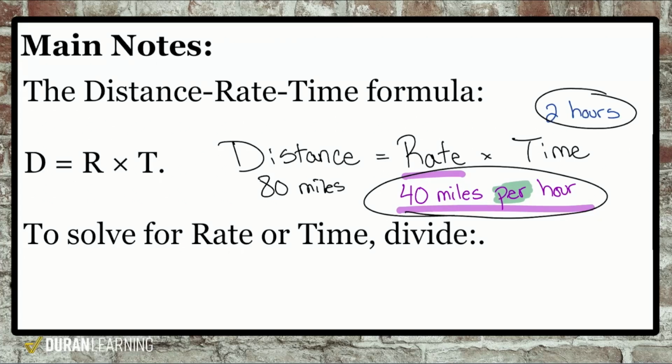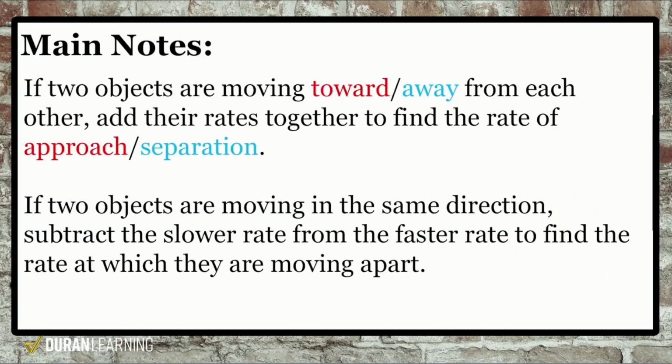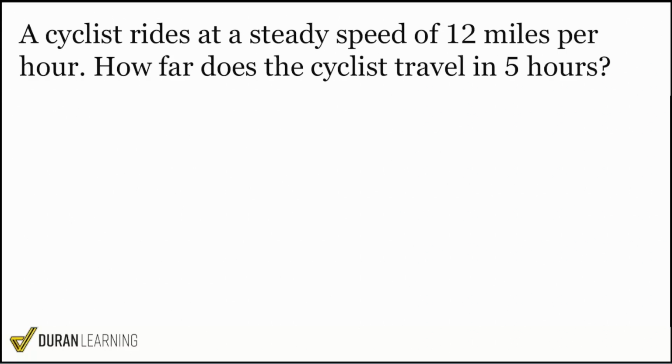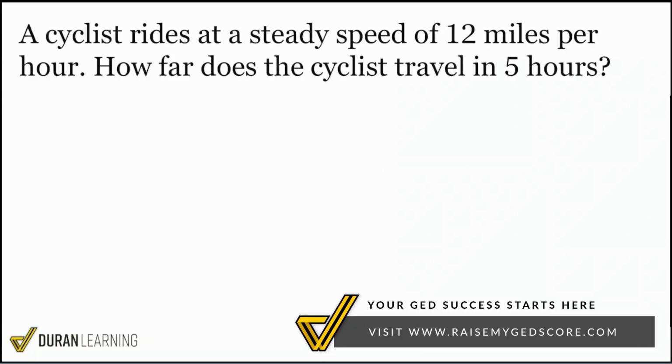So let's go ahead and take a look at our first example. Again, the formula you have to worry about is distance equals rate times time. Hopefully we've had enough time to write that down. Now let's get into this first example. It says here, a cyclist rides at a steady speed of 12 miles an hour, and so on.